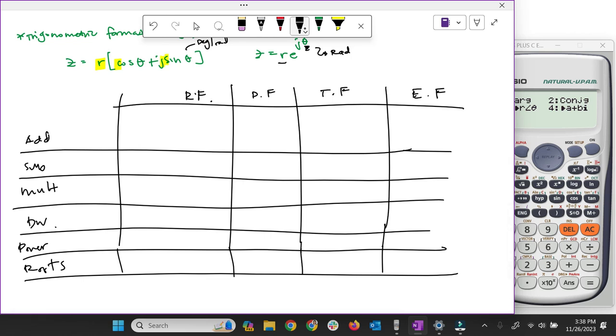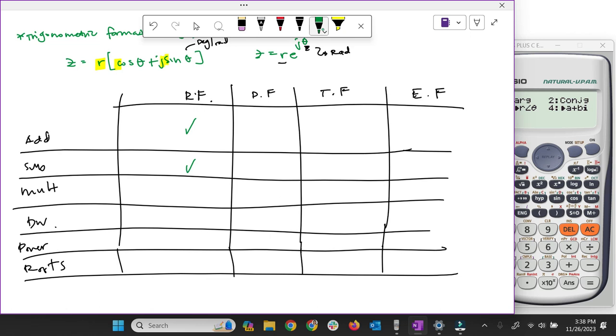Kapag addition and subtraction, no, kailangan lahat ng complex number mo ay naka-rectangular form. Hindi naka-polar, hindi naka-trigonometric, hindi naka-exponential. Otherwise, hindi mo agad siya masusolve. Okay? So again, basta ang iyong operation na kailangan i-perform is either addition or subtraction, you have to make sure na yung iyong complex number ay naka-rectangular form.